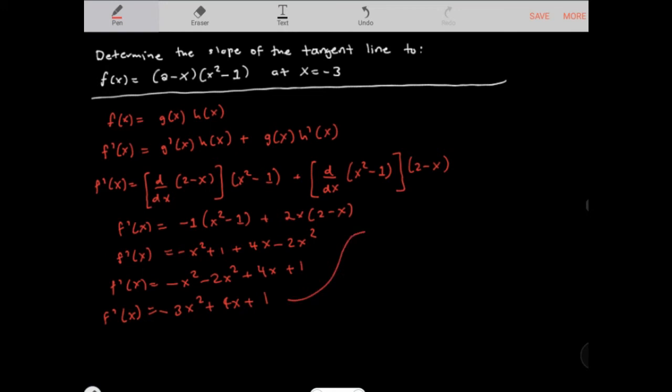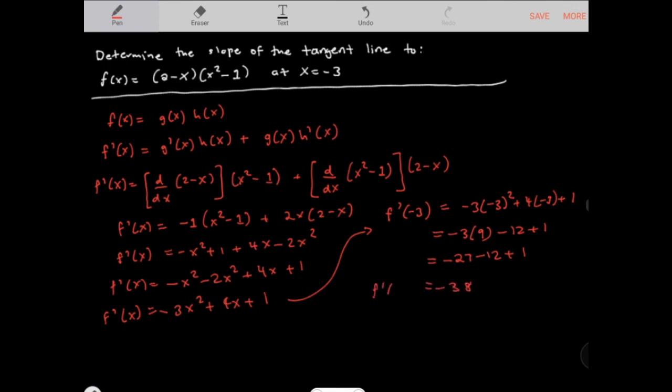But we want to figure out what this specifically looks like at x is equal to negative 3. So I'm finding the slope of the tangent at x is equal to negative 3. That's what f prime of negative 3 means. If you plug this in, you get negative 3 times negative 3 squared plus 4 times negative 3 plus 1. That's going to give you negative 3 times 9 minus 12 plus 1, which is negative 27 minus 12 plus 1, which is negative 39 plus 1, which is negative 38.